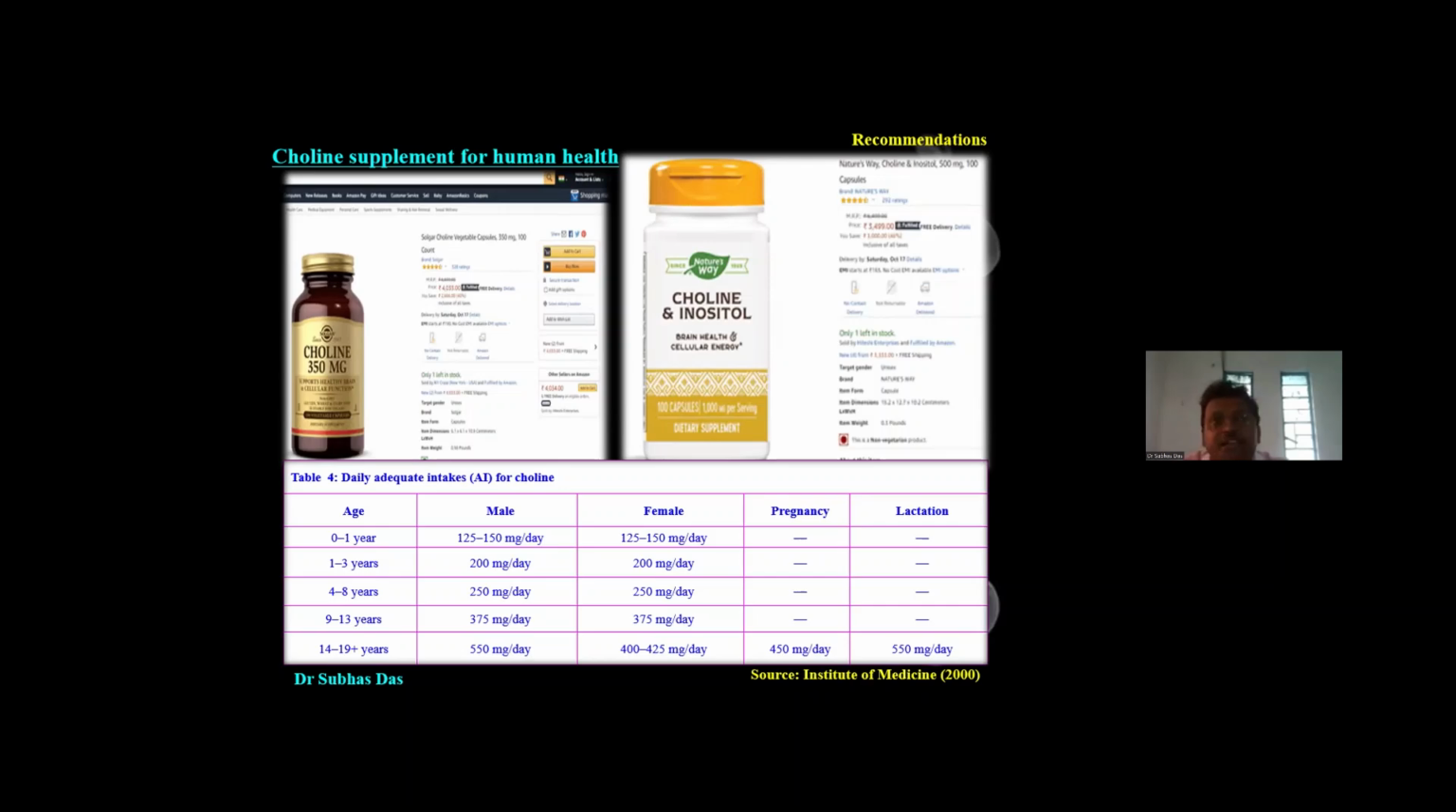So it's a mandatory item. If you don't take it through foods, there is a lacuna. It may create liver steatosis and mainly non-alcoholic fatty liver disease. And you can take this to avoid fatty liver also.